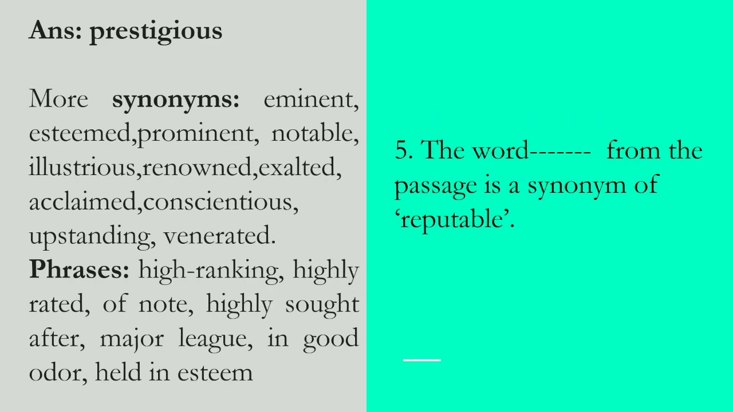Now coming to the fifth question. The word dash from the passage is a synonym of reputable. Here you do not have any options, and you need to look into the passage again. In the second paragraph, second line: I managed to be on the list of selected candidates, but the admission to this prestigious institution was an expensive affair. So the synonym for reputable is prestigious, that is in the passage.